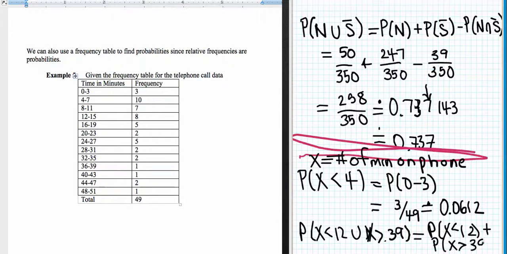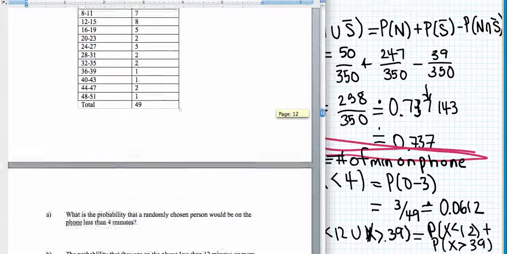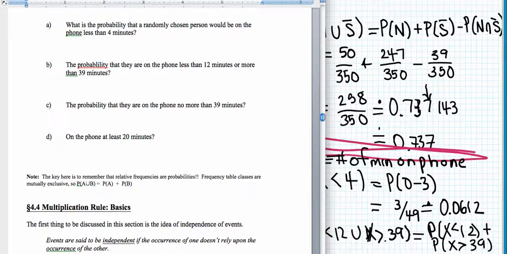Now there's a couple of ways to look at this, and we can look at this as just adding all of these up, which is actually then the probability of 0 to 3 plus 4 to 7 plus 8 to 11, and then plus the probability of being 40 to 43, 44 to 47, and 48 to 51. So why don't you try to figure out the rest of the probabilities, and I will come back in another video and briefly go over those.